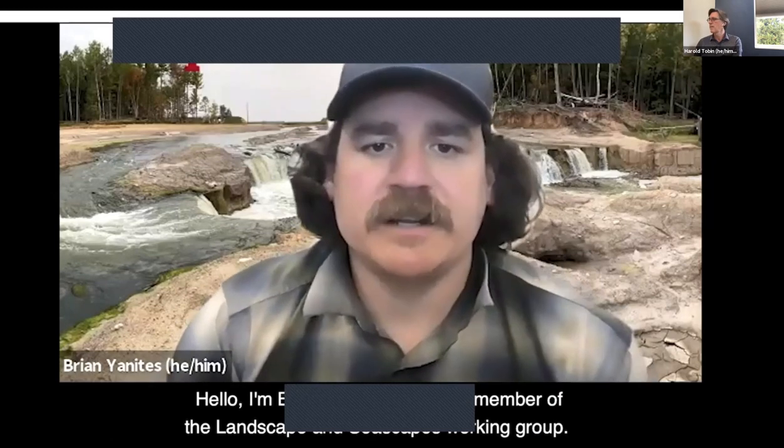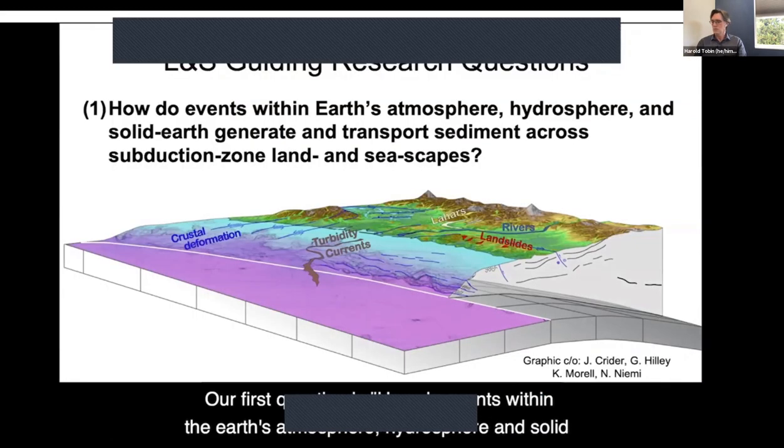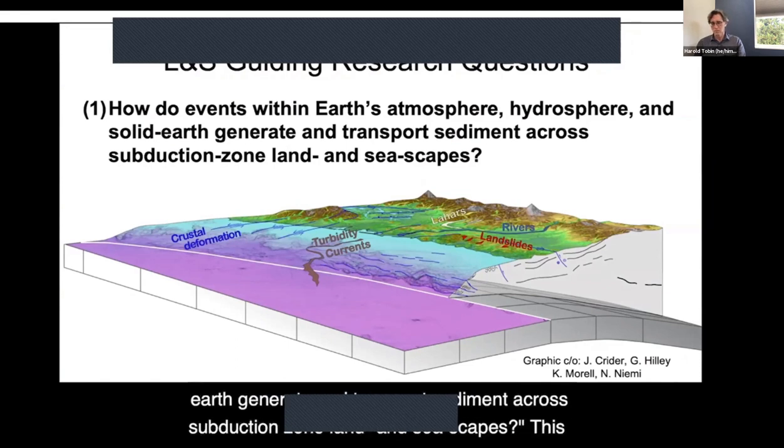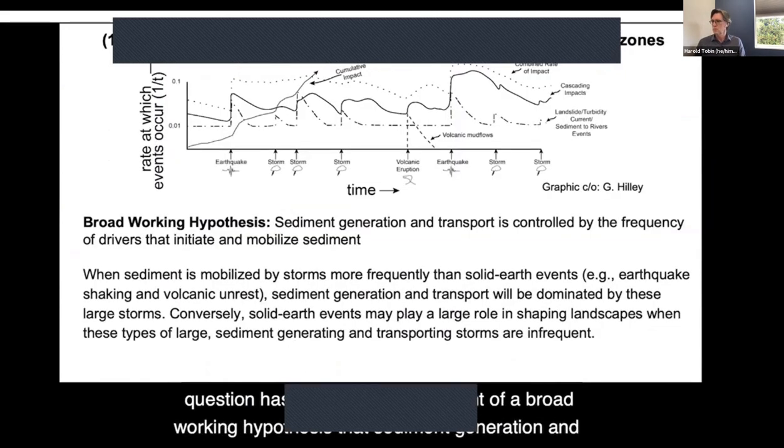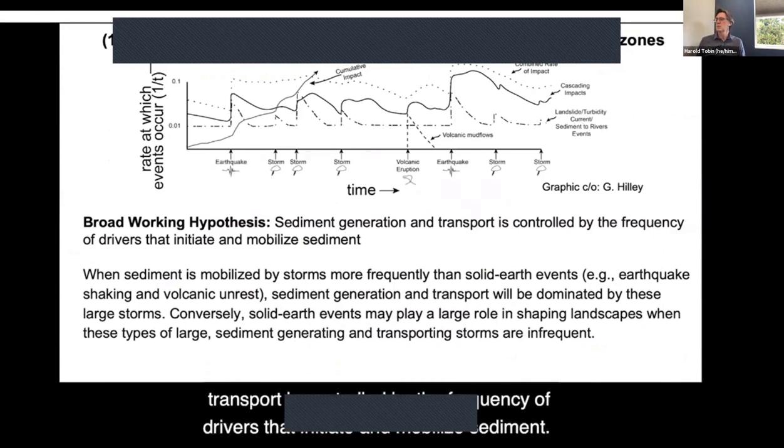Hello, I'm Brian Unitas, and I'm a member of the Landscape and Seascape Working Group. Our first question is, how do events within the Earth's atmosphere, hydrosphere, and solid Earth generate and transport sediment across subduction zone land and seascapes? This question has led to the development of a broad working hypothesis that sediment generation and transport is controlled by the frequency of drivers that initiate and mobilize sediment.